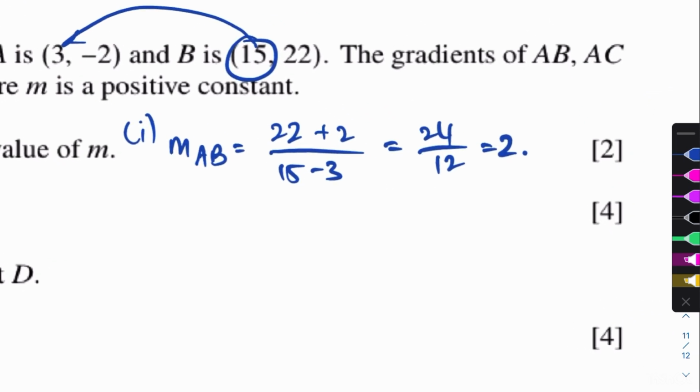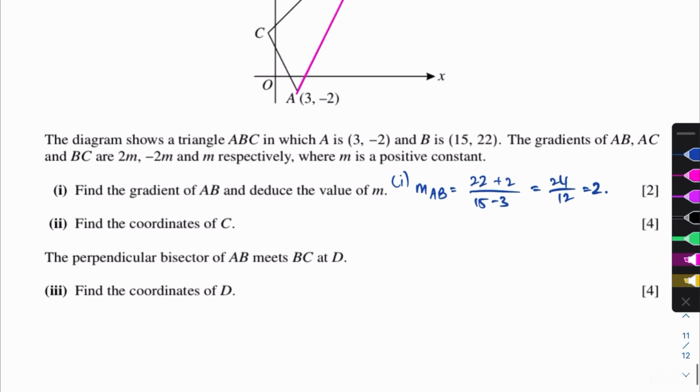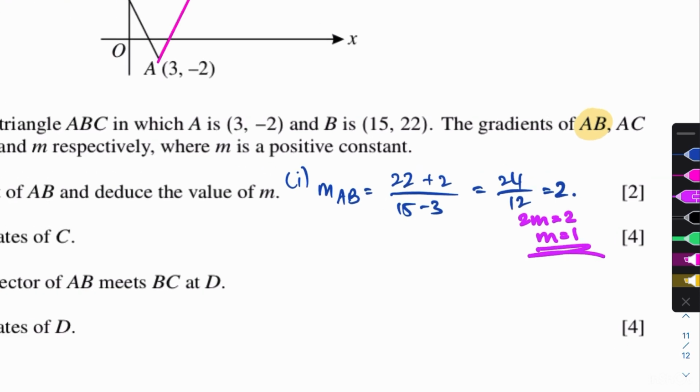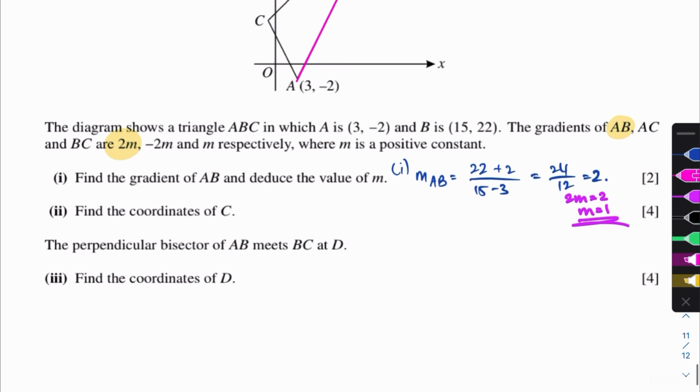And since they tell us in the question that the gradient of AB is 2m, that means 2m equals 2, which means m equals 1. So now we've got the value of m as well from part 1. So now that we've got that, let's do part 2. Find the coordinates of C.